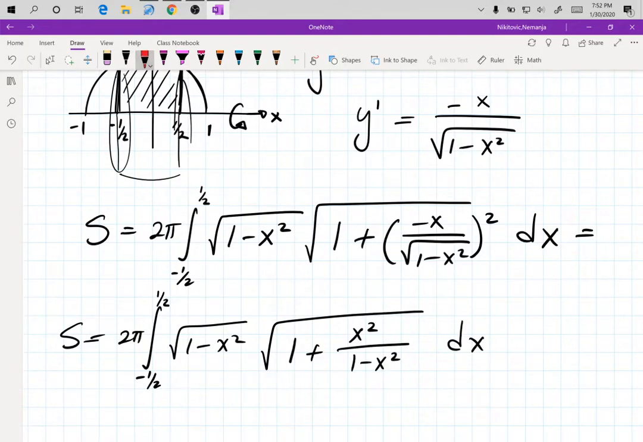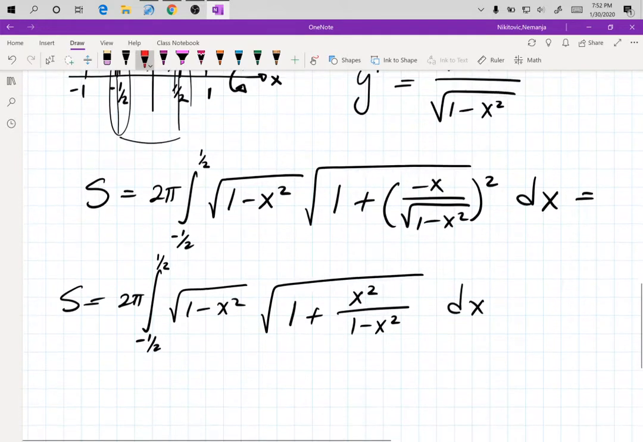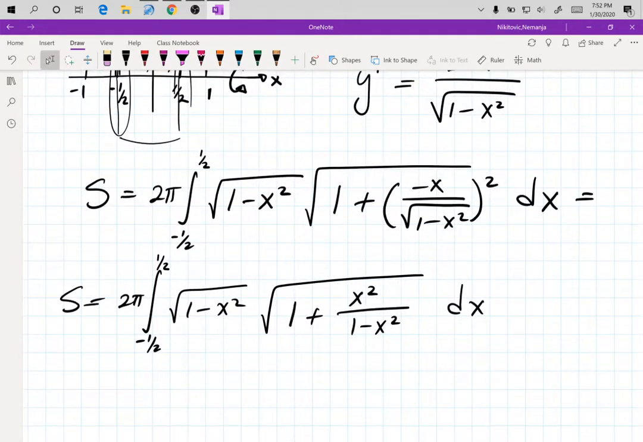Now, we are going to use the algebra formula, which you might have forgotten. Square root of a times square root of b is the square root of ab, which means that we can mush these two square roots into one and then distribute 1 minus x squared on each of the two terms.